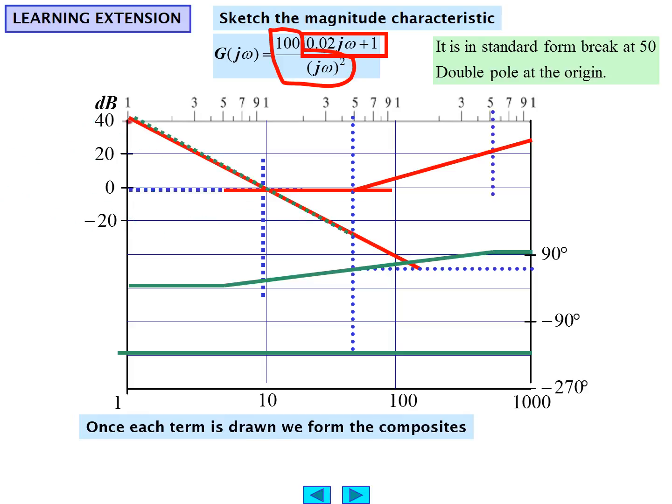Once each term is drawn, we can then form the composites. Here's the composite magnitude in green. We hit a break frequency, therefore we pick up a slope change, and it continues on. The same way with phase. We start with the dominant phase term, we then break, and then break again, and that completes the phase.